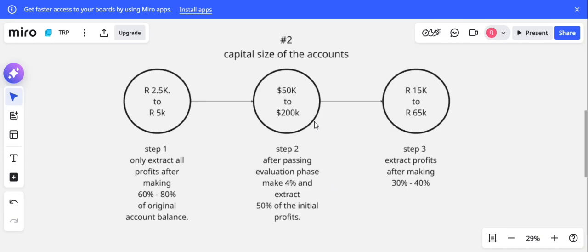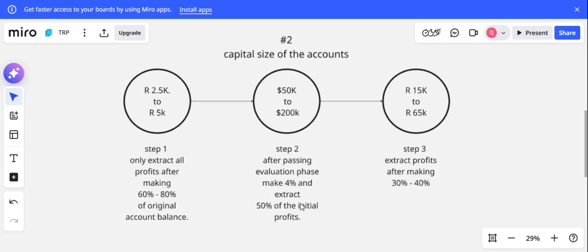The reason why I say 4%, why the percentile is very, very small, is because it's already a large account, and the trading rules and regulations are also going to restrict you heavily in being able to make 60 or 80%. So I go for small percentiles to make it more doable and easier and faster to get to my initial goal.